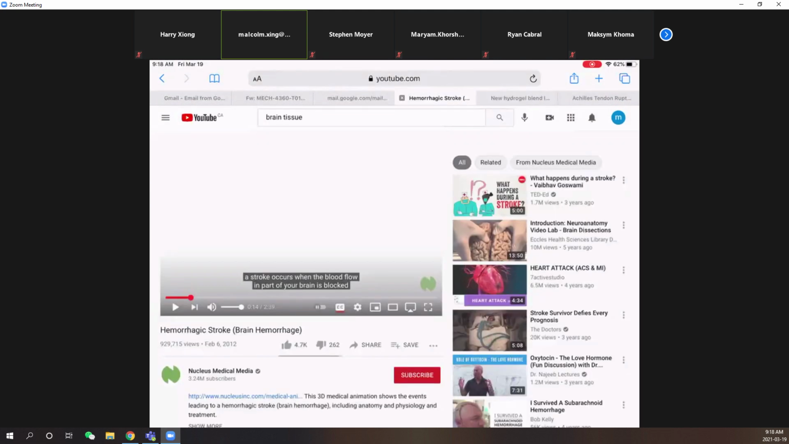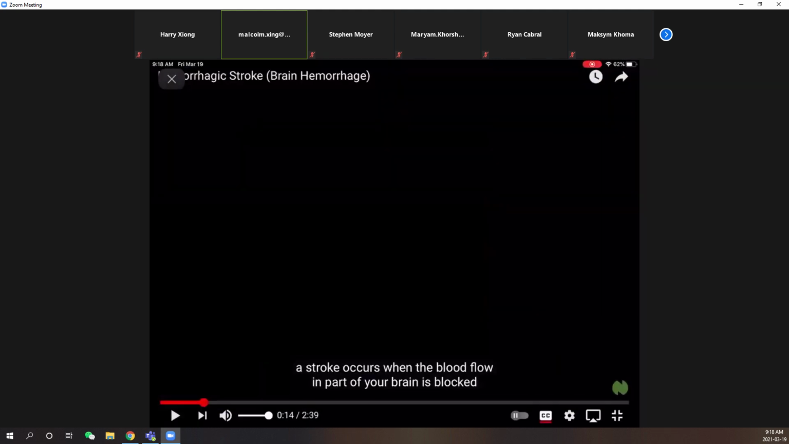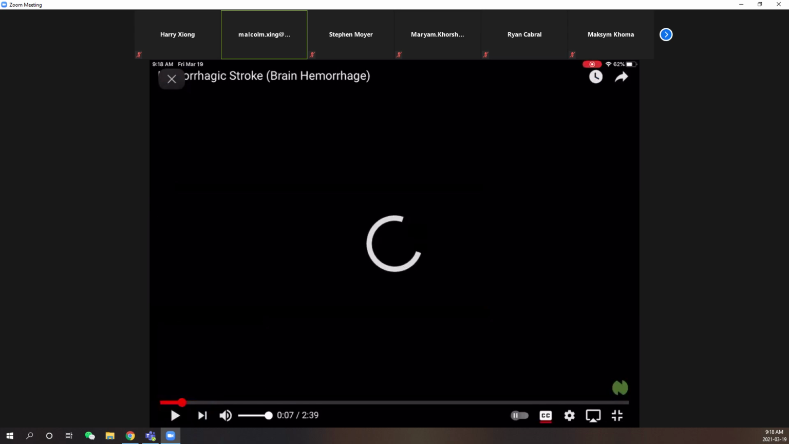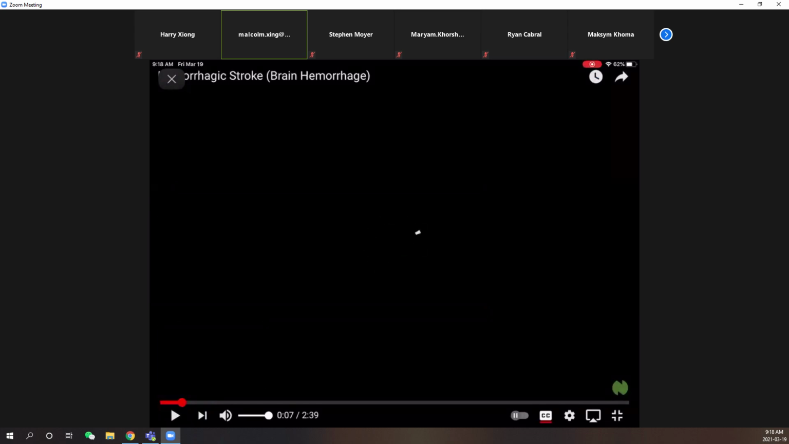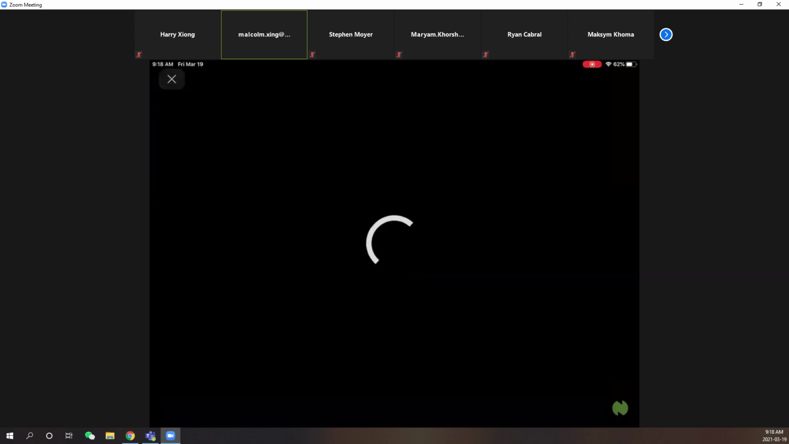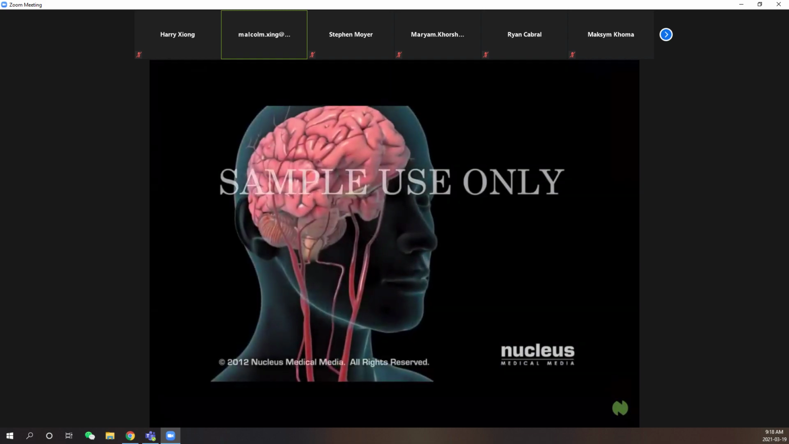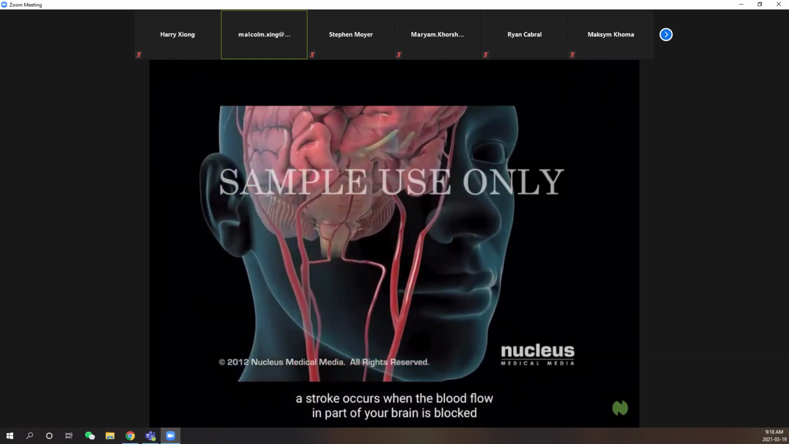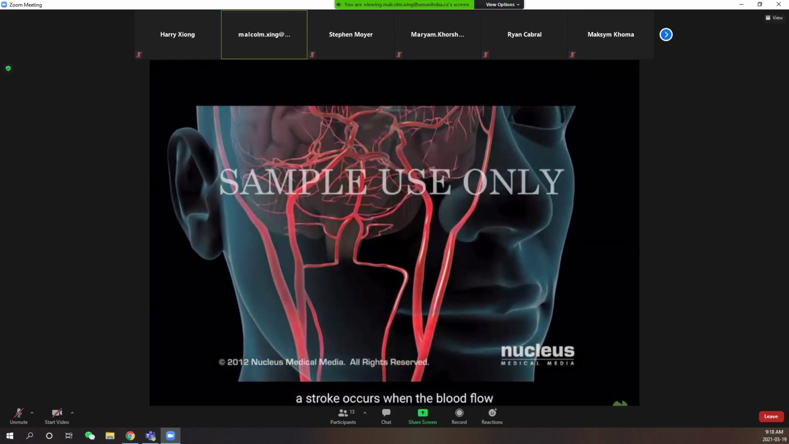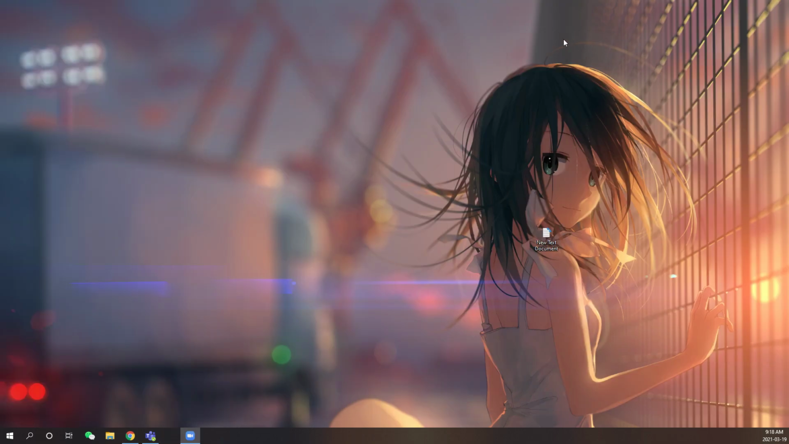Another one is also about the brain, but right now it's always pretty hot research for the stroke. A stroke occurs when the blood flow in part of your brain is blocked. After just a few minutes, the starved brain cells begin to die.